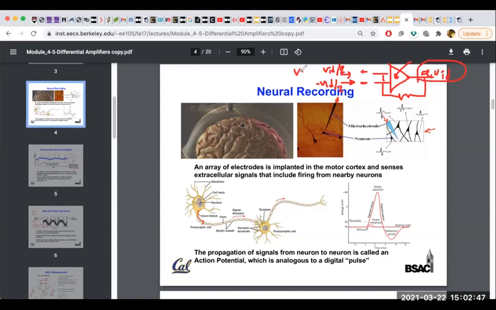But if we have a common mode signal at the input, VCM, well, the input is 0, right? Plus minus minus, VCM minus VCM is 0. So we won't be seeing any effect of the common mode.